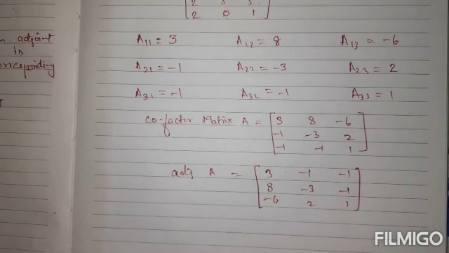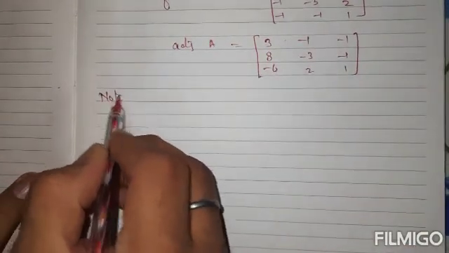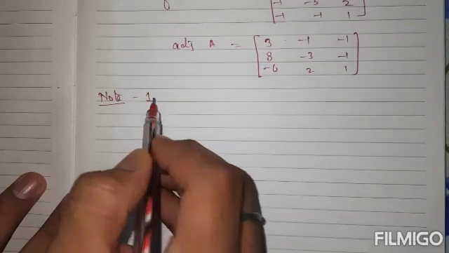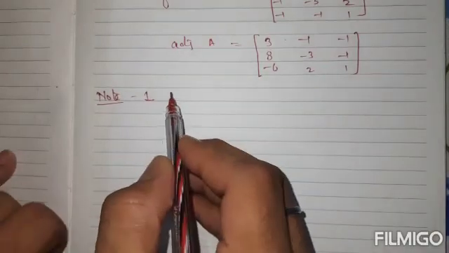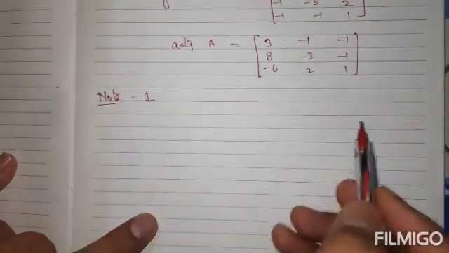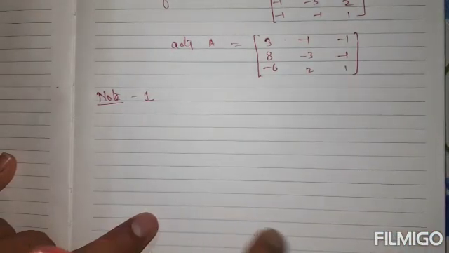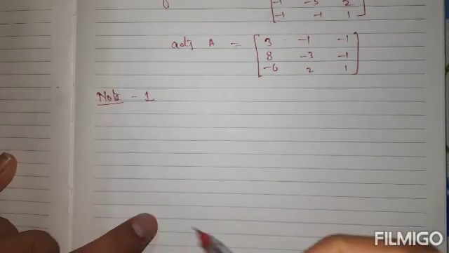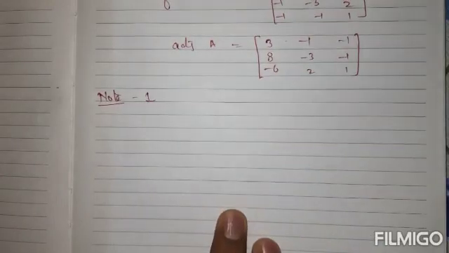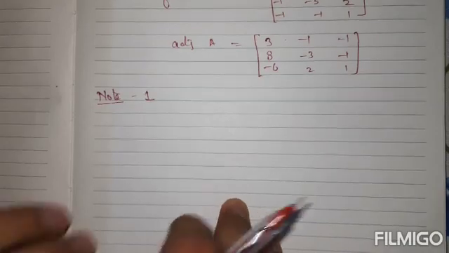Now there are a few properties which I have to discuss. That is note number 1. You students have to make it clear, as we discussed in the last video lecture also, that the sum of products of the elements of any row or any column with their corresponding cofactors is always equal to the determinant. It means the linear combination of the elements of any row or any column with its corresponding cofactors is equal to its determinant.